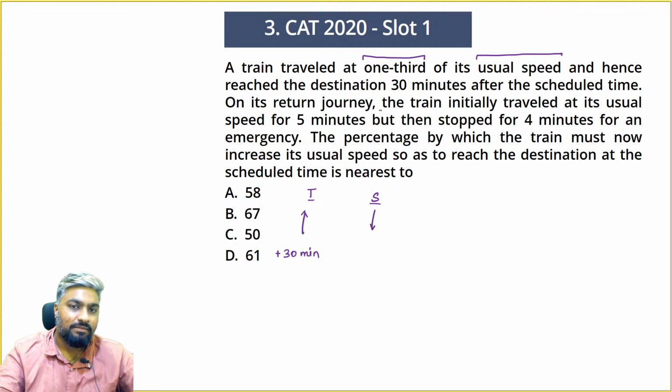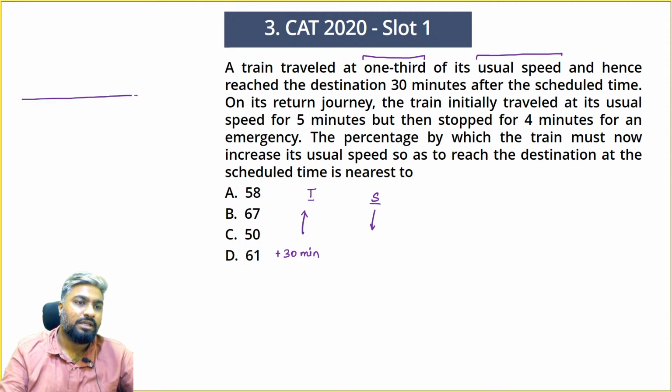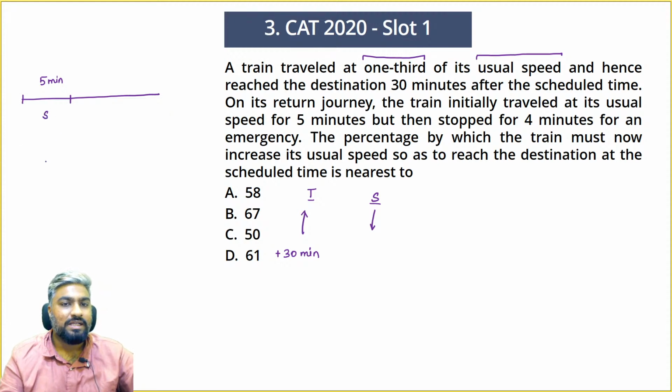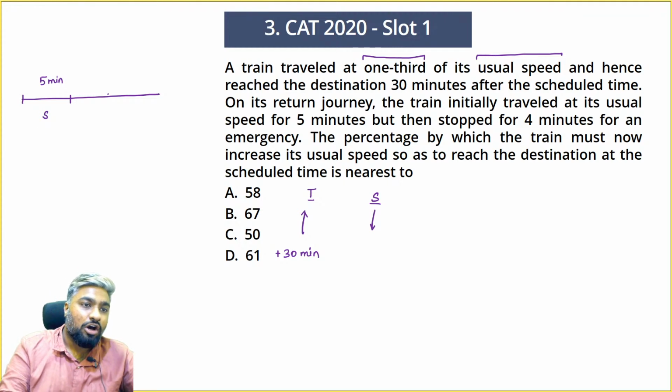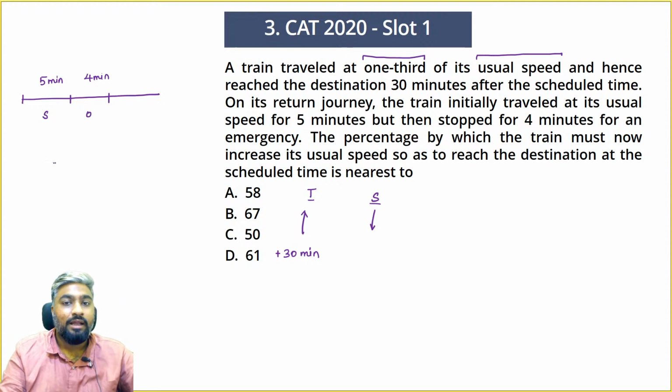On its return journey, the train initially traveled at its usual speed for 5 minutes. So let's say this was supposed to be the journey of the train. For the first 5 minutes, the train traveled at the usual speed, let's say S. But now what is happening? It stops for 4 minutes. There is no movement. Now they're asking the percentage by which the train must now increase the speed so that the destination is reached at the exact time.